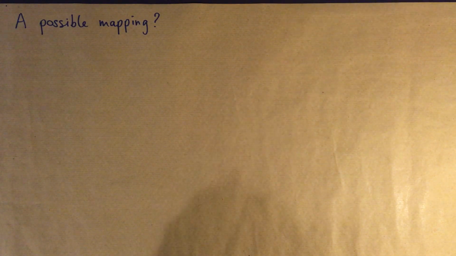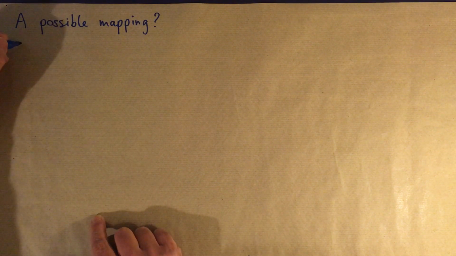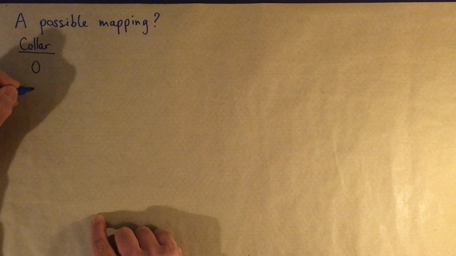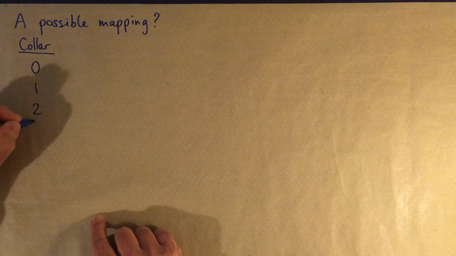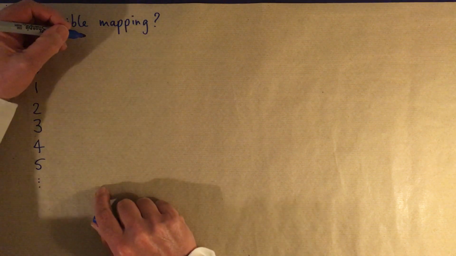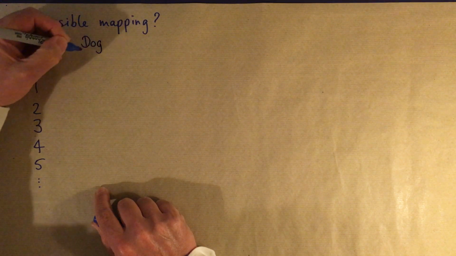Okay, so what we're going to try to do in this video is make a mapping between the collars and the dogs from the planet Zog. So we'll make a list of all the collar numbers here: 0, 1, 2. These are all the collars that I've taken in my spaceship to the planet Zog. And this is the name of the dog that gets that particular collar.